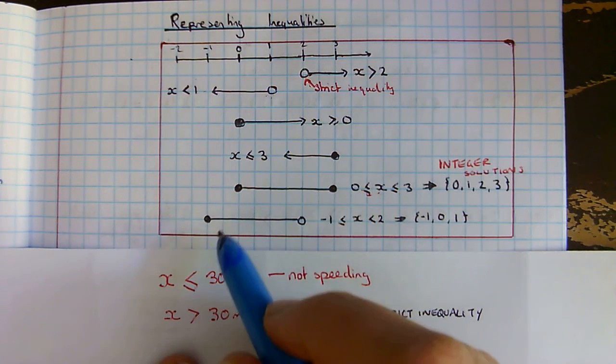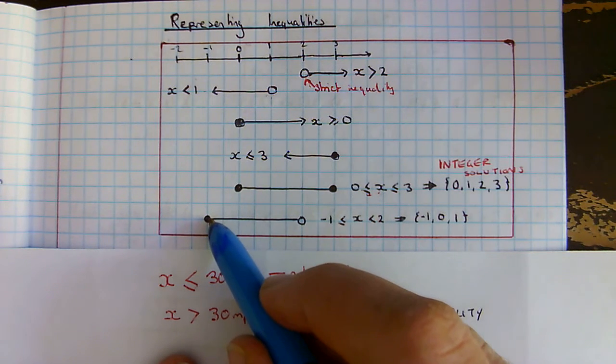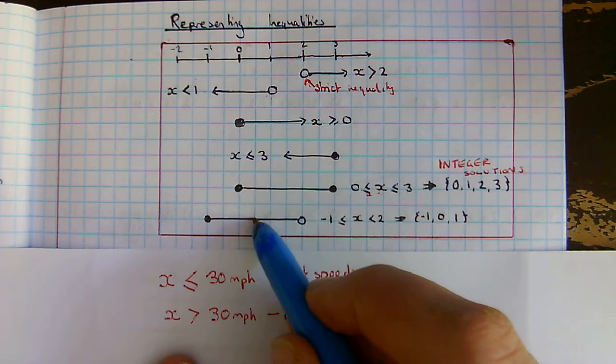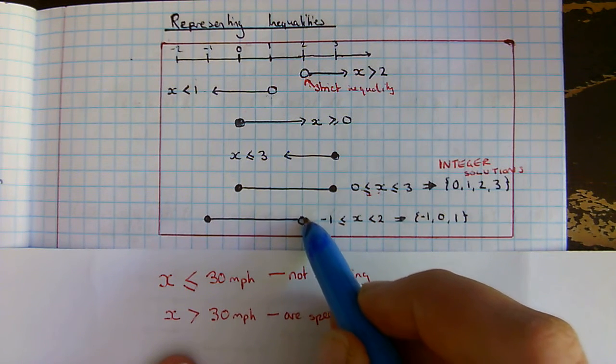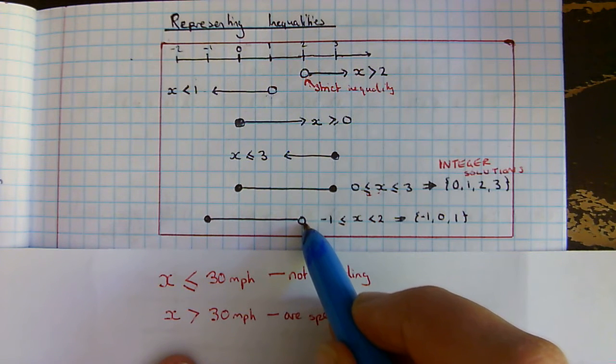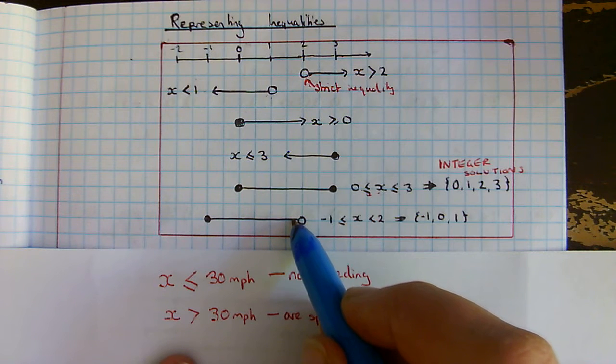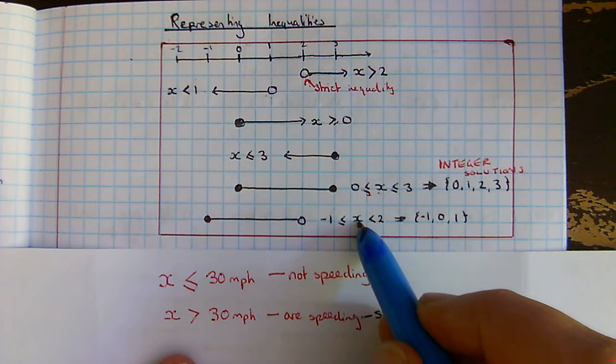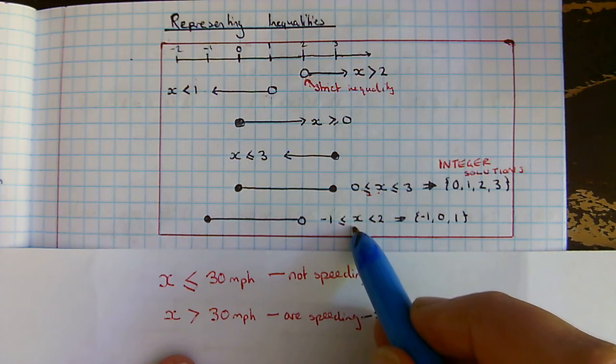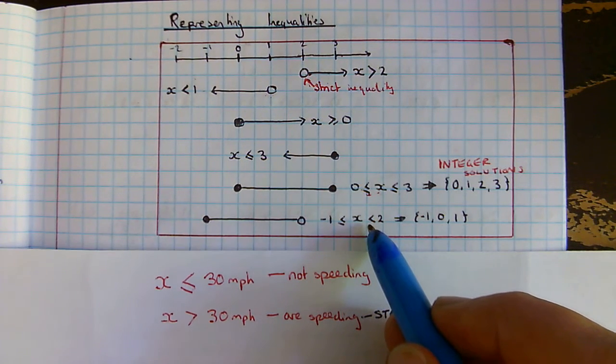My last one here, I can be at -1, and I'm going up from -1. So I know that x is greater than or equal to -1. It goes all the way up to 2, but notice it does not include 2. So it's got to actually be less than 2. So in my inequality, I've got x is greater than or equal to -1, but x is less than 2.